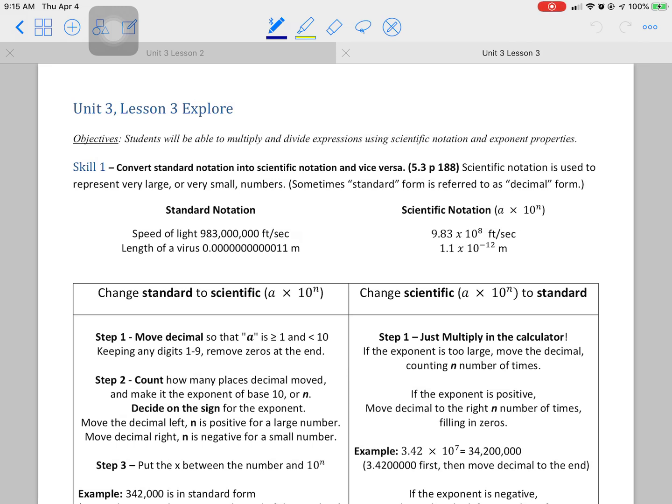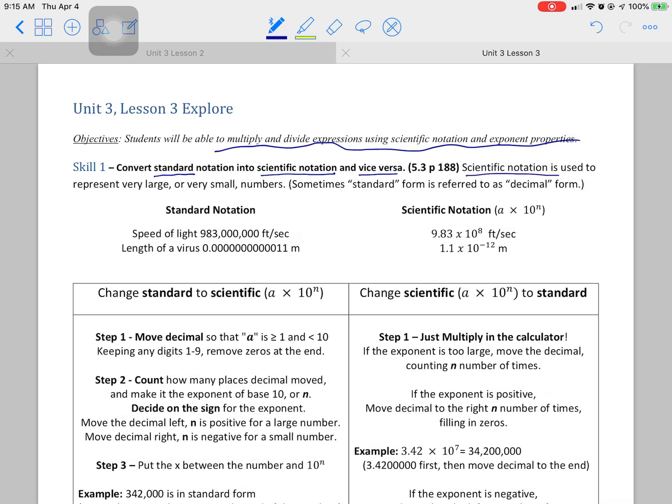All right, so ready for Unit 3, Lesson 3, Explore, Multiply and Divide Expressions Using Scientific Notation and Exponential Properties. Okay. Skill 1, convert standard notation into scientific notation and then back again.